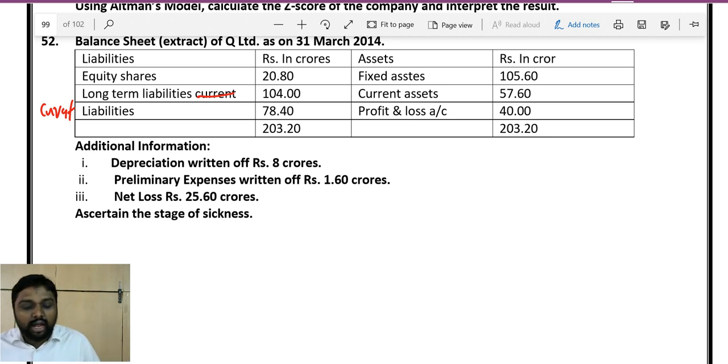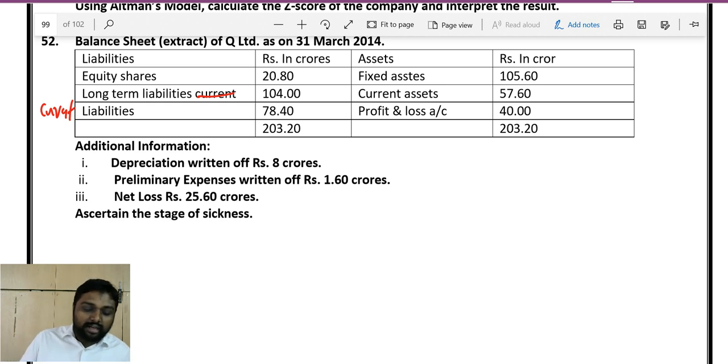Additional information: depreciation written off of 8 crore, preliminary expense written off of 1.6. Net loss is what? 25.6. Ascertain the stages of sickness.